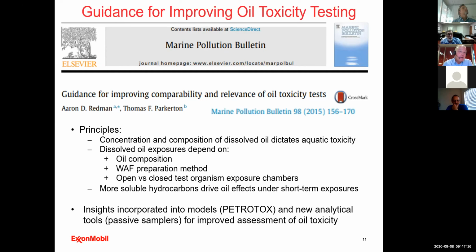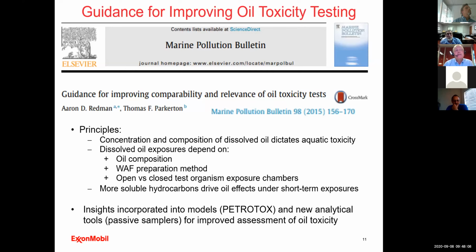A second key principle is that the dissolved oil exposures in laboratory tests really depend on how you do the experiment. So it depends on the actual test oil that you're using and the composition. It depends on the WAF preparation method, and I think I've tried to highlight some of why that's important in terms of how it affects the dissolved oil exposure. And also another issue is whether or not you use open versus closed test systems for your organisms, because that will then dictate the extent to which VOCs are retained or lost during the actual toxicity test.